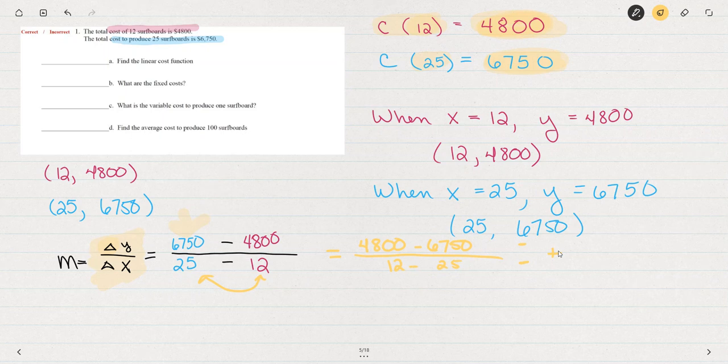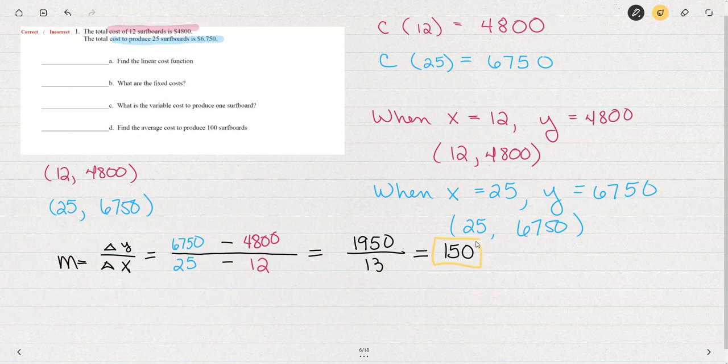And this is what I like about doing this in color. We can clearly see that the blues have come first and the pinks have come last. If I swap it, then the pinks go first together and then the blues. But either way, when you subtract those values, we can get a y change of 1,950 and an x change of 13. When you divide those, we get that the slope, or m, is equivalent to 150.